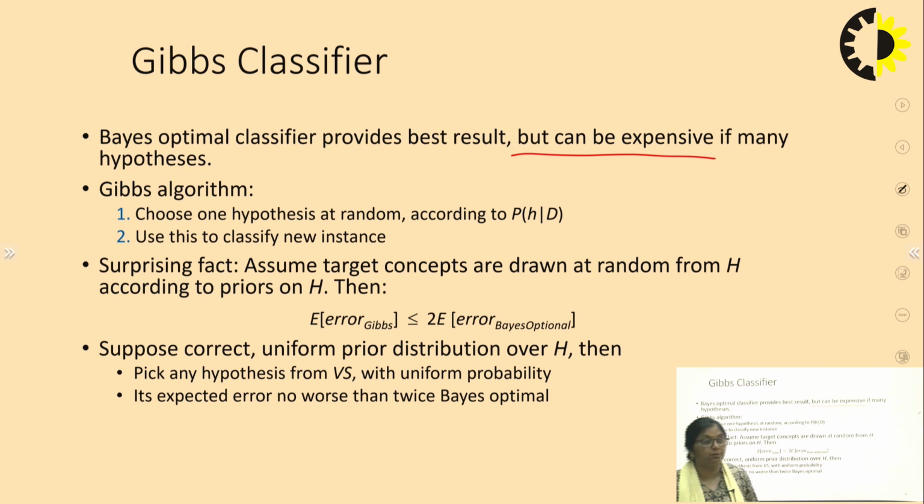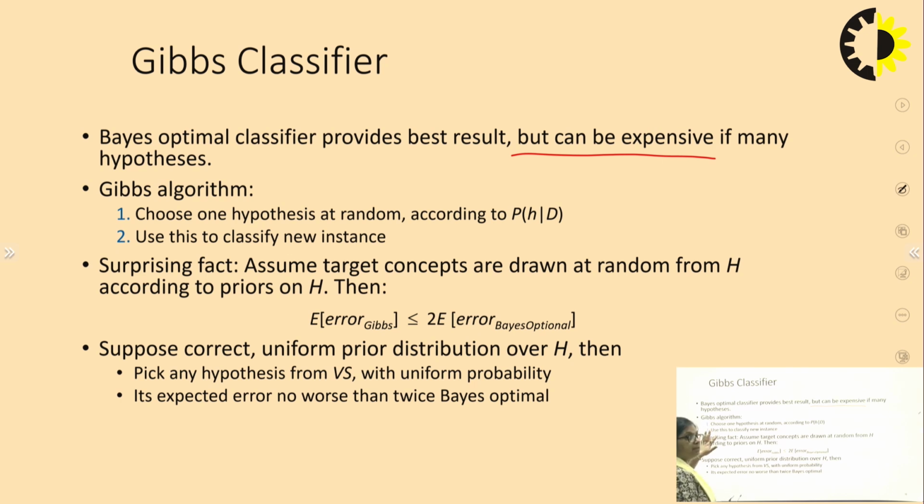So it is expensive if we are having many hypotheses, because for each hypothesis we have to calculate the posterior probability, and then we have to take the prediction, and the prediction will be multiplied by the posteriors as weight, and then all will be combined, and then the combined result will tell which is having the maximum value, that will be the predicted class. So we can have another method, that is Gibbs algorithm. We actually want to avoid the computational complexity of the Bayes optimal classifier.